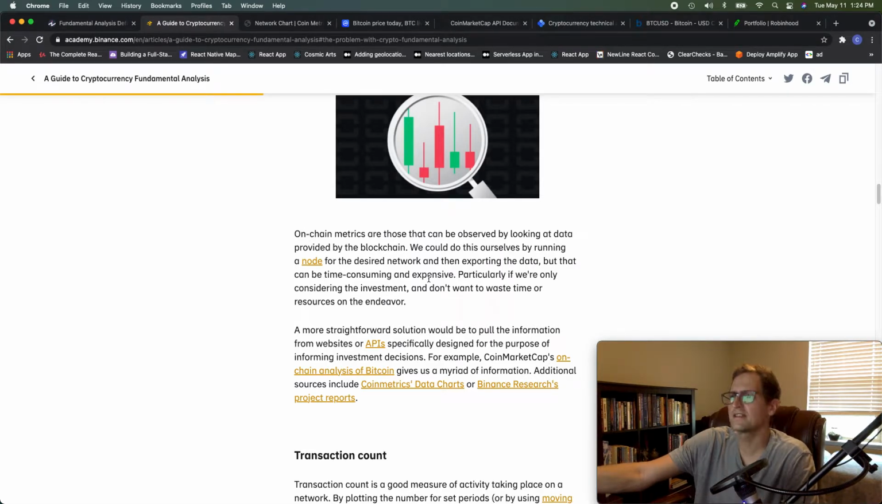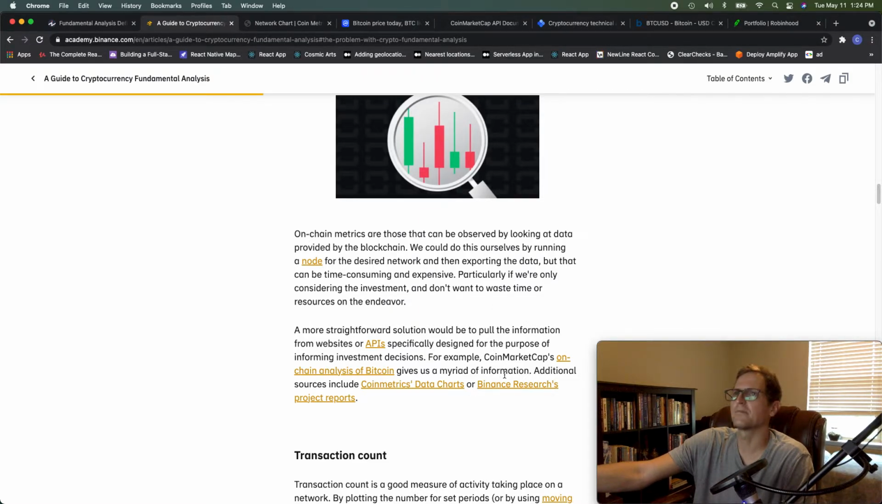The thing is massive. It is stored on millions of computers all over the place, and it would take you forever to download, and then you probably wouldn't even be able to open the file because it's so huge. So, particularly if we're only considering an investment, we're not going to spend all that time and all the resources on doing that. So a more straightforward solution, this is saying, is to pull the information from websites or APIs specifically designed for the purpose of informing investment decisions.